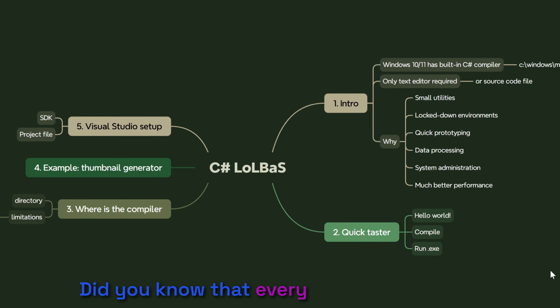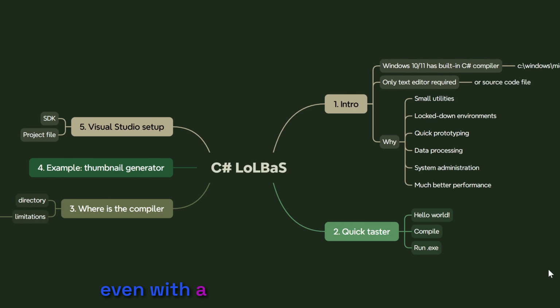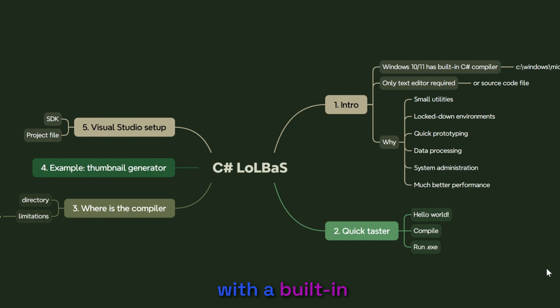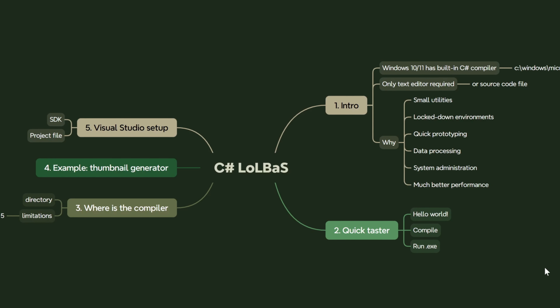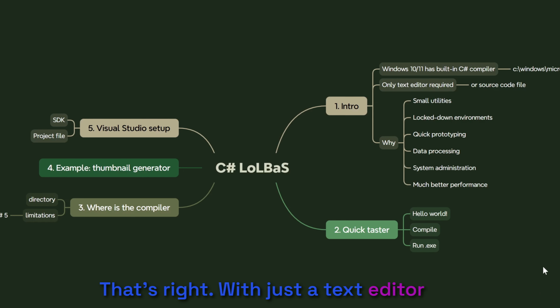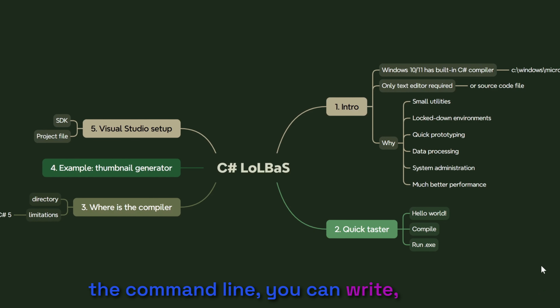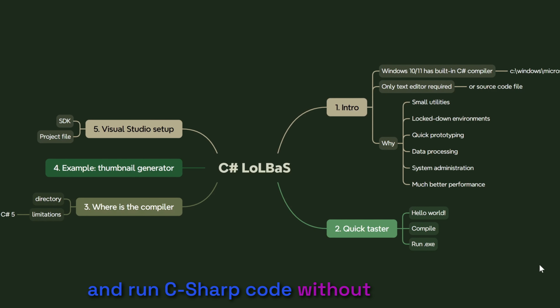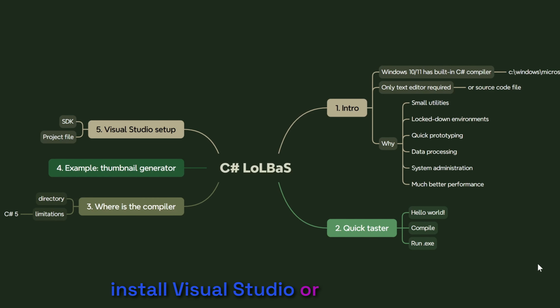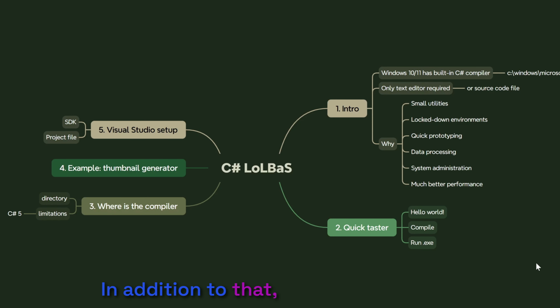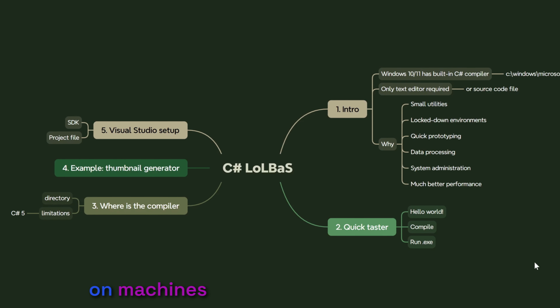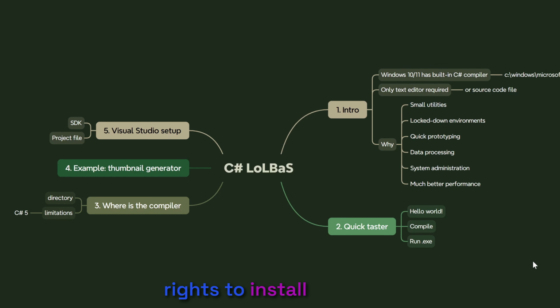Did you know that every Windows machine, even with a minimal installation, comes with a built-in C# compiler and runtime? That's right. With just a text editor and the command line, you can write, compile, and run C# code without needing to install Visual Studio or any other IDE. In addition to that, it can even be used on machines where you don't have admin rights to install software.